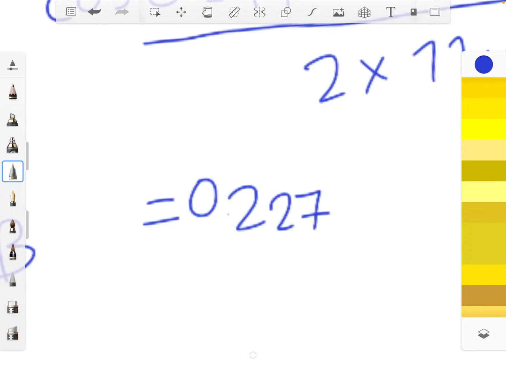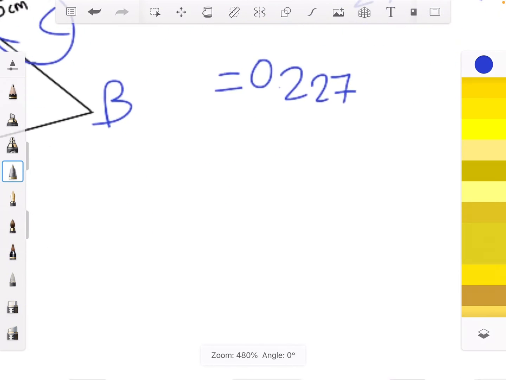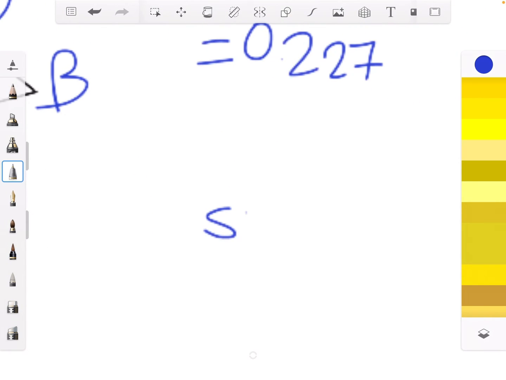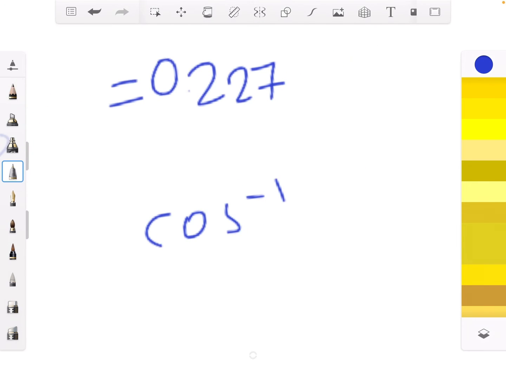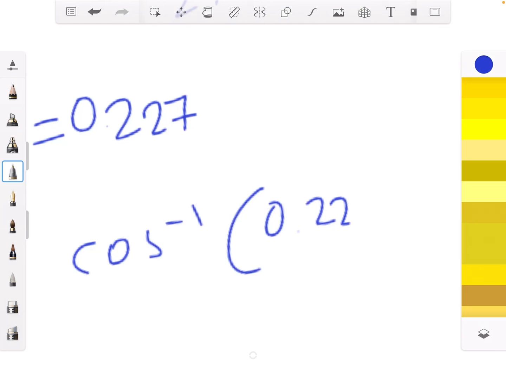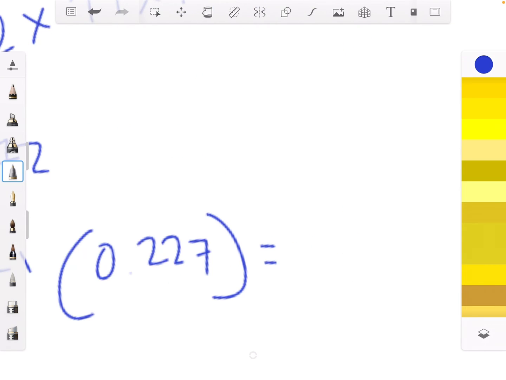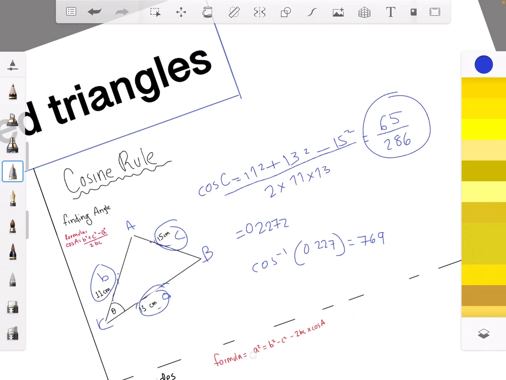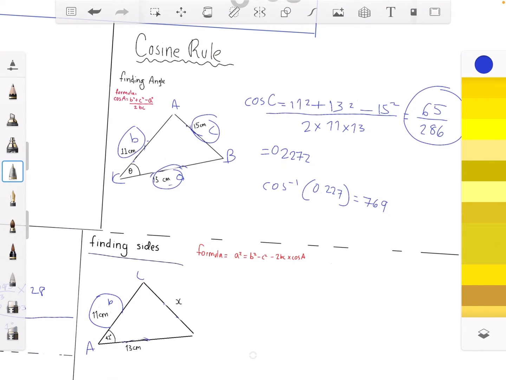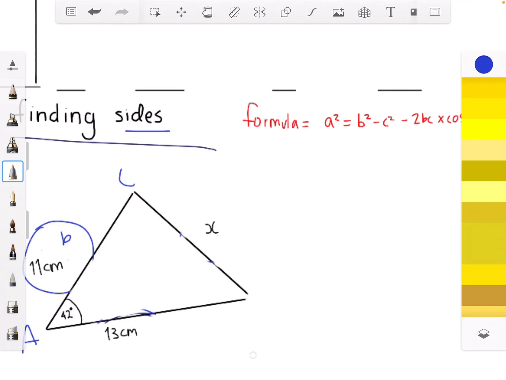0.227. Okay, final step, you have to inverse cos. And then you put your 0.227 and you will get 76.9. Okay, that's that. Now we're going to find the sides.